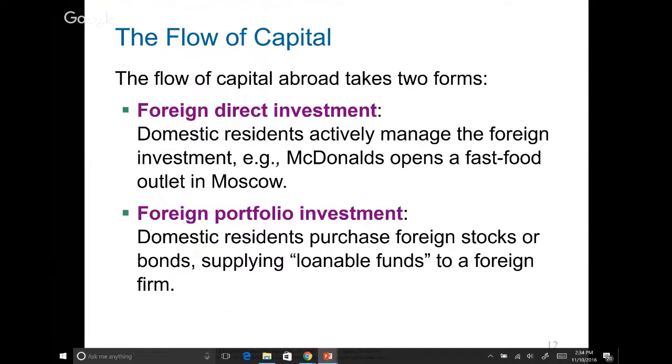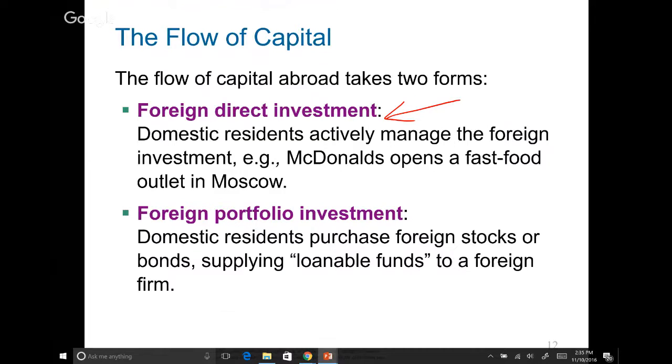So foreign direct investment is when domestic investors actively purchase foreign investment. When McDonald's opened a fast food restaurant in Moscow, that was a foreign direct investment. Foreign portfolio investment is when investors purchase foreign stocks. So instead of opening a restaurant in Moscow, let's say you decide to go to Russia and actually purchase the stock of a Russian restaurant. That would be a foreign portfolio investment. So two different investments.